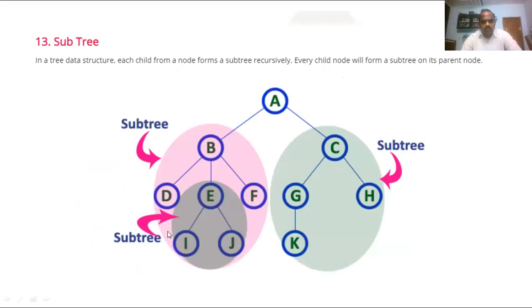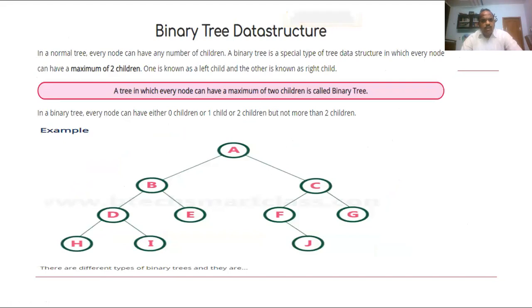Then the next one is subtree. This is the whole tree. Then this is called a subtree. B is a subtree, and C is also a subtree. This is called the left subtree and this is called the right subtree. The B tree is the left subtree, and the C tree is the right subtree. Clear all of you? This is the root node. A root node's left side nodes are called the left subtree, and its right side nodes are called the right subtree. Clear? Subtrees.